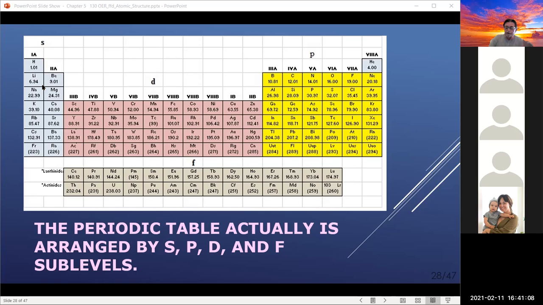There are 2 columns: S1, S2. In the D, there's D1 to D10. Remember, D can handle 10 electrons. In the P, there are 6 columns, P1 all the way to P6.